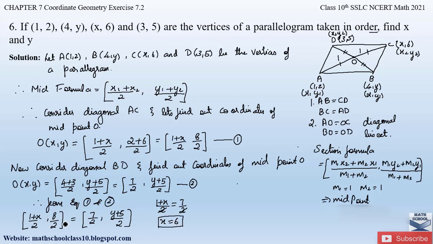Similarly, now equate the y coordinate part. So 8 by 2 is equal to (y plus 5) divided by 2. Again cancelling the denominators on both sides, we get 8 is equal to y plus 5, or sending this plus 5 to the left hand side, we get 8 minus 5 is equal to y, or y is equal to, what is 8 minus 5? It is 3. So therefore our x and y values are x is equal to 6 and y is equal to 3. So you can write down the values of x and y are 6 and 3 respectively.